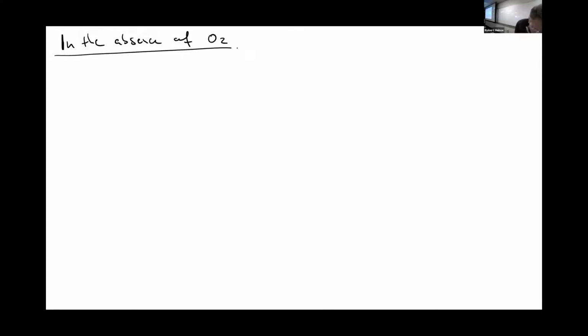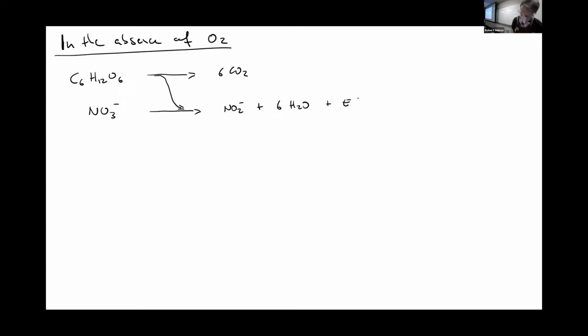So the first thing that will happen is that our little reaction of our C6H12O6, which still goes to the reduced form of 6CO2, but is now going to use nitrate, NO3 minus, as your electron acceptor. And electrons are flowing the exact same way. And then you end up with NO2 minus plus 6H2O plus the energy, which I forgot to add to the previous graph. And it's the same thing. We have oxidation here. We have reduction here. We just used a different electron acceptor.